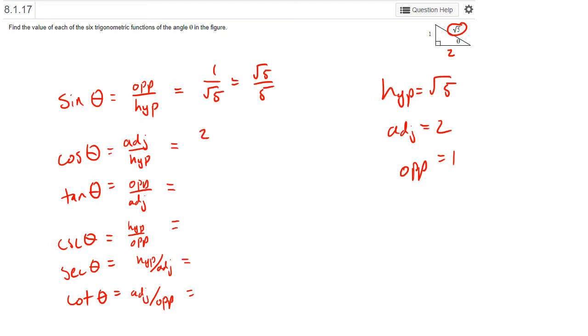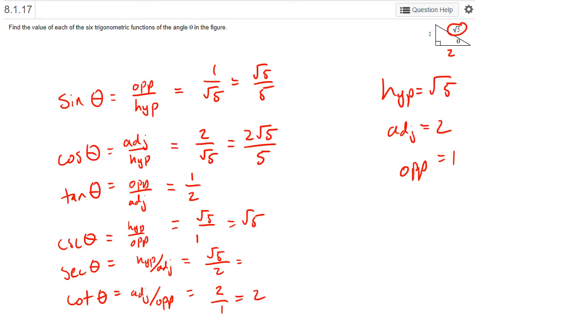Cosine is adjacent 2 over hypotenuse root 5, and again, if it's necessary to clear out radicals from denominators, you can multiply by root 5 over 5 to get to 2 root 5 over 5. Tangent is opposite 1 over adjacent 2, 1/2. Cosecant is hypotenuse root 5 over opposite 1, so just root 5. Secant is hypotenuse root 5 over adjacent 2, so just root 5 over 2. And cotangent is adjacent 2 over opposite 1, which we can simplify as just 2.